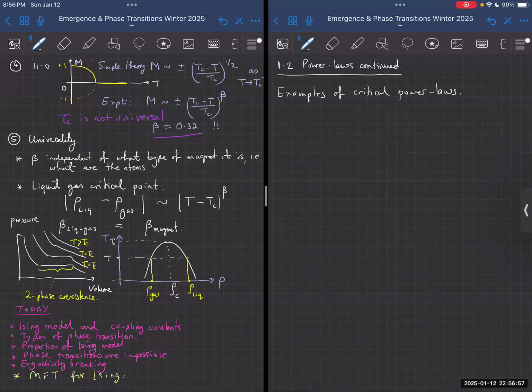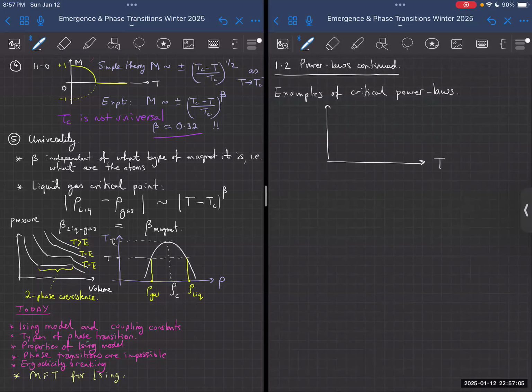So first of all, I want to talk about a thermodynamic one. I'm going to talk about the heat capacity, or the specific heat, denoted by C. So the heat capacity behaves in the following way.